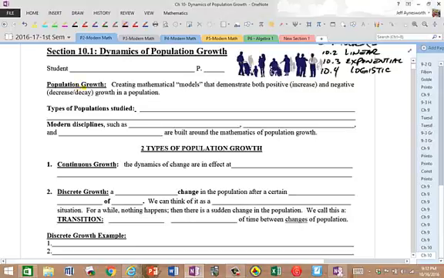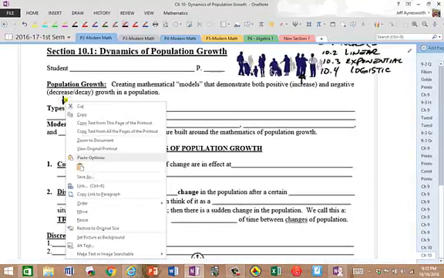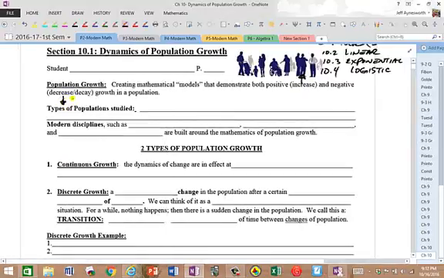So when we talk about population growth, we're talking about creating mathematical models to demonstrate both positive and negative growth, which is a decreased growth population. So positive growth would be indicating an increase in population, negative growth, a decrease or decay in population, no matter what it may be. It may be talking about people, maybe talking about bacteria, let's say in biology or something like that. So if we're talking about population, it could be a positive or a negative growth happening here.